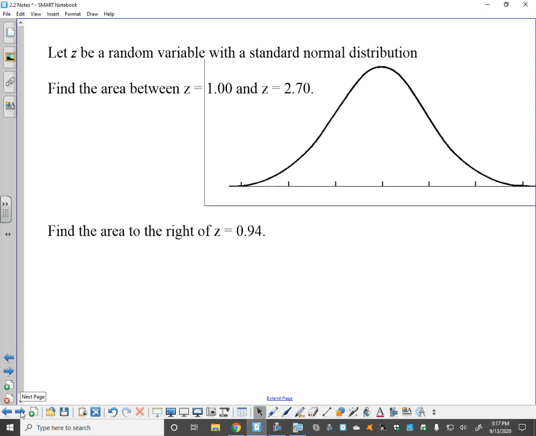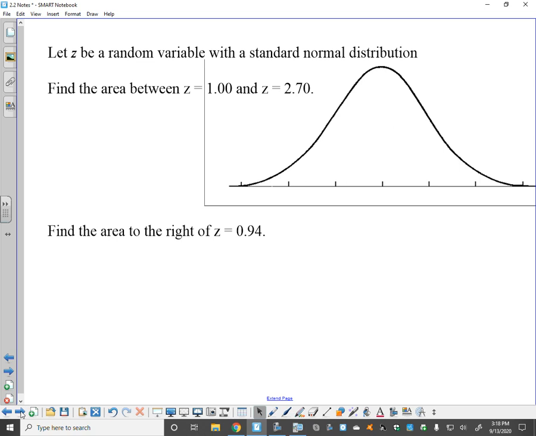Okay, so now we're going to pick the pace up just a little bit, and we're just going to practice kind of typing this stuff in. Okay, I've got Z, so everybody should know what Z is. Z is a standard normal distribution, so this is a Z-score. Be a random variable with a standard normal distribution. Find the area between a Z of 1 and a Z of 2.7, and I've got a curve here.